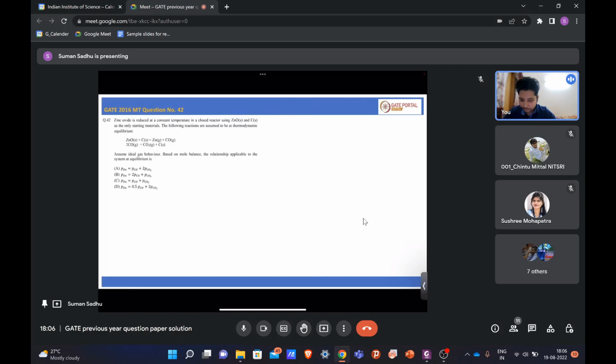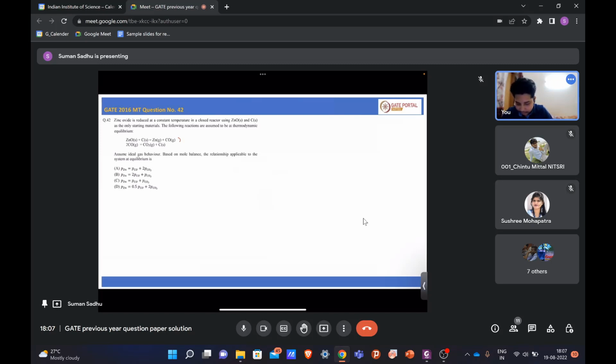This is question number 42 of GATE 2016. The question is: zinc oxide is reduced at a constant temperature in a closed reactor using ZnO and carbon in the solid form as the only starting materials. The following reactions are assumed to be at thermodynamic equilibrium, and the reactions are ZnO plus carbon in the solid form is equal to Zn in the gaseous form plus carbon monoxide in the gaseous form.